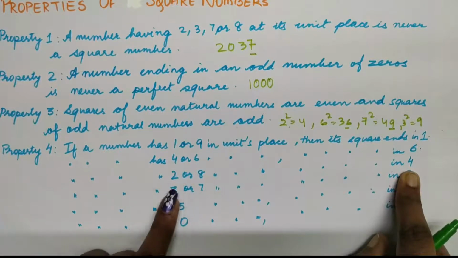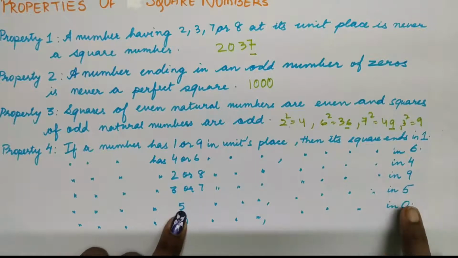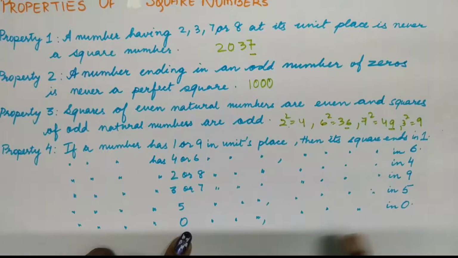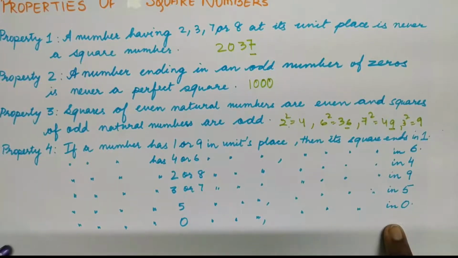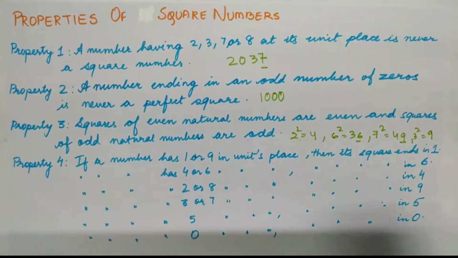If the units place consists of 3 or 7, then the last digit of the square will be 9. If the unit place of a number is 5, then the square also will have 5, like 5 square is 25. And if any number has 0 in the units place, then the square of that number will also end in 0. So these are certain properties of square numbers using which, without solving, you can tell whether a given number will be a perfect square or not.